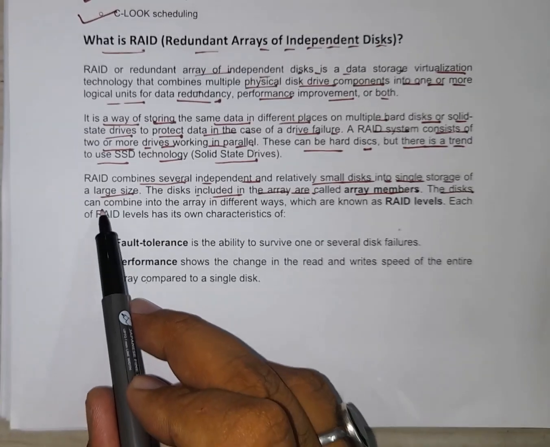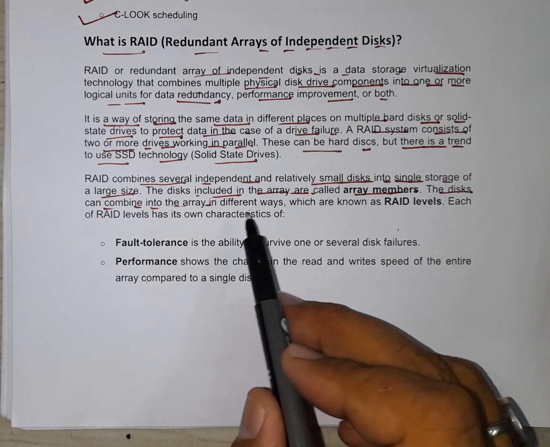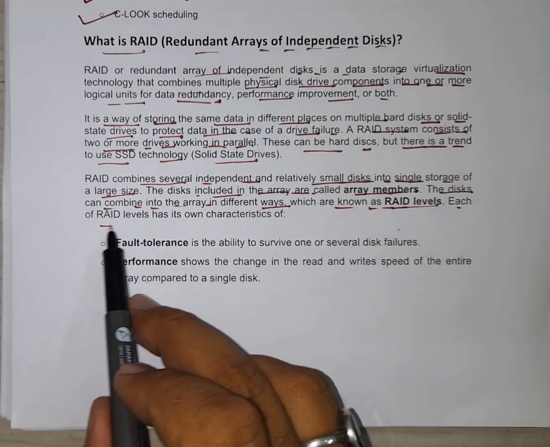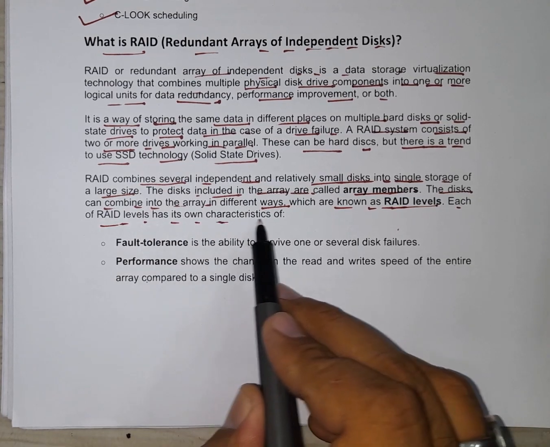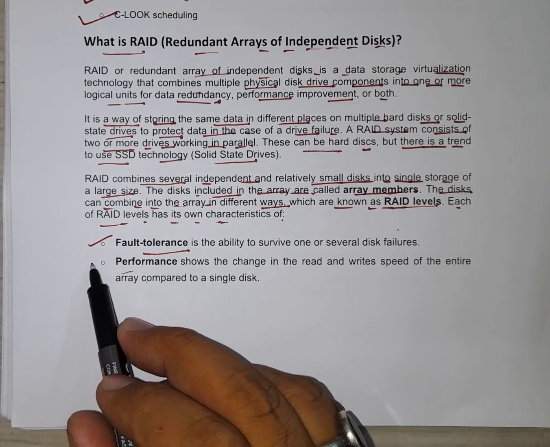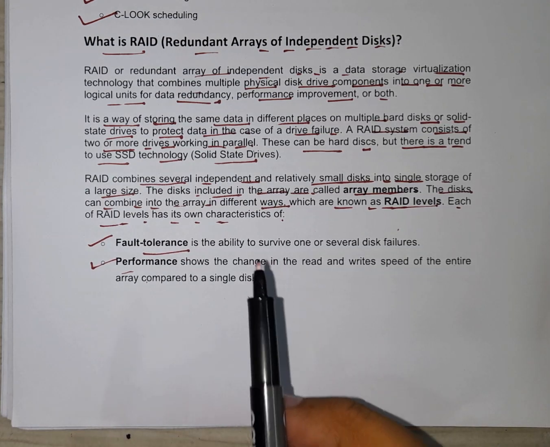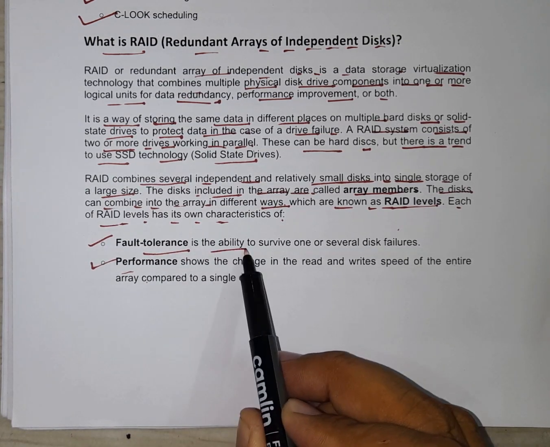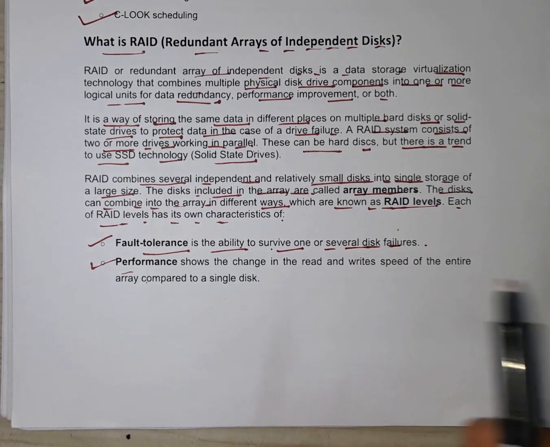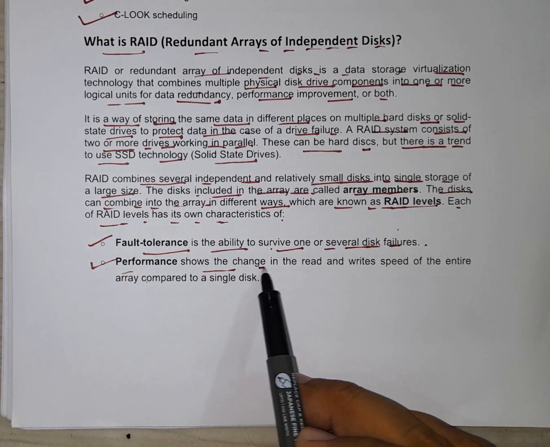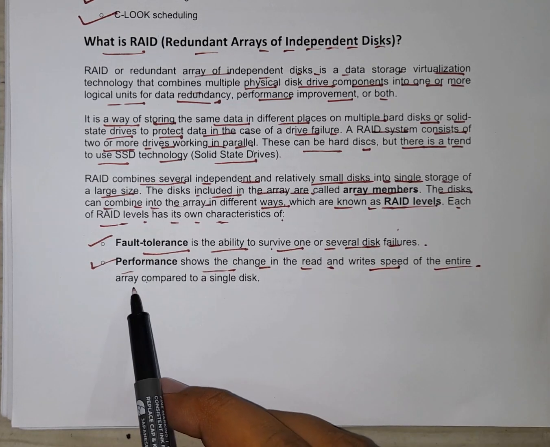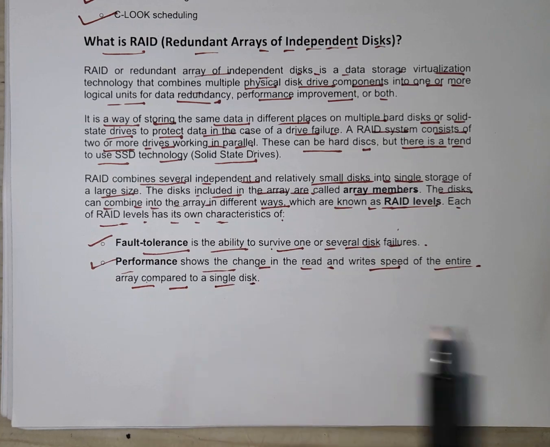The disks can combine into the array in different ways, which are known as the RAID levels. Each of the RAID levels has its own characteristics. One is the fault tolerance, another one is the performance. Fault tolerance is the ability to survive one or several disk failures. Performance shows the change in the read and write speed of the entire array compared to a single disk.